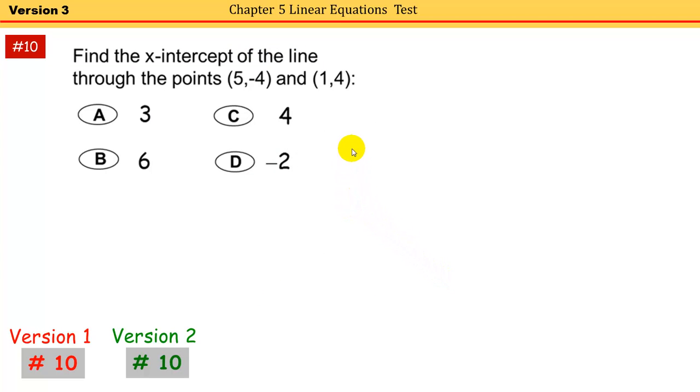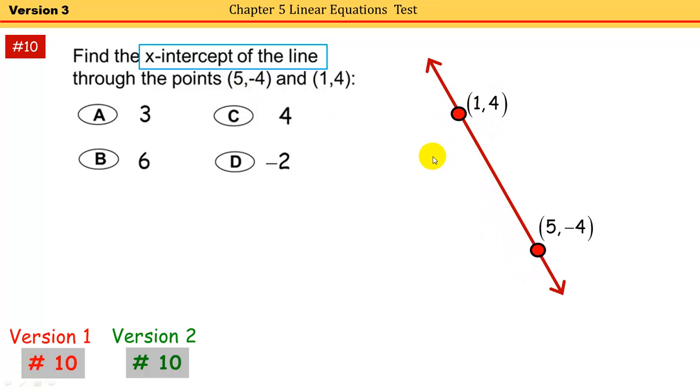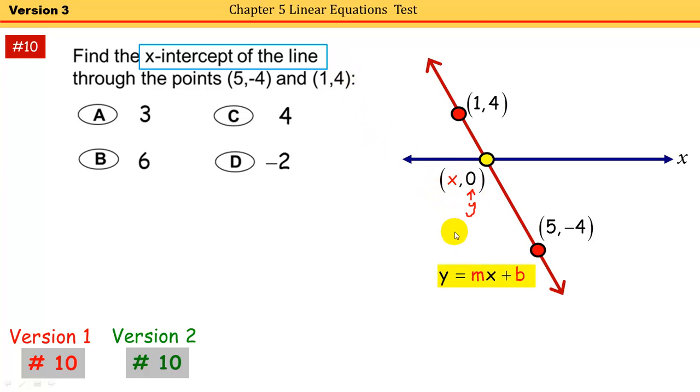10, find the x-intercept of the line through these points. Now this is a good problem because it asks for a lot. I have 2 points here and it asks for the x-intercept of the line. So I have to write an equation for a line and then find the x-intercept. Understanding that I have 2 points, every single line has to have an x-intercept with the exception of a horizontal line, which this is not. And where that x-intercept is where y is 0. So I need the equation of the line so I can plug in y equals 0 to that equation.